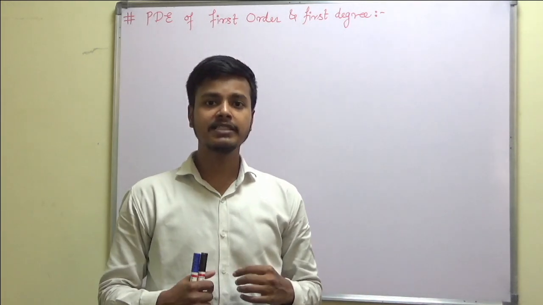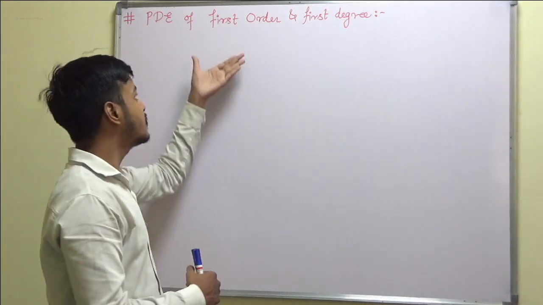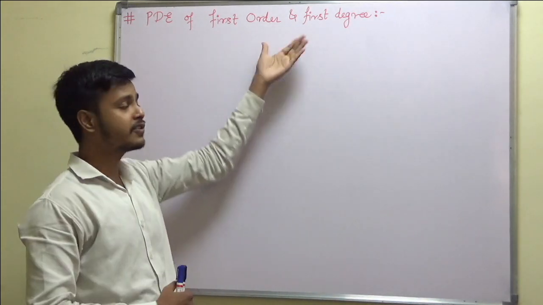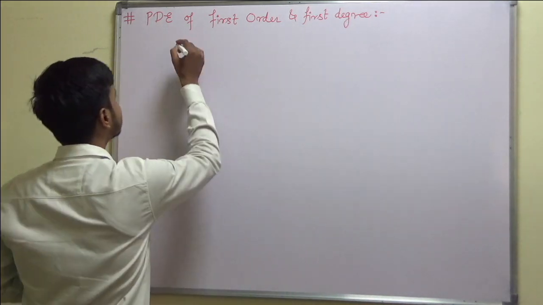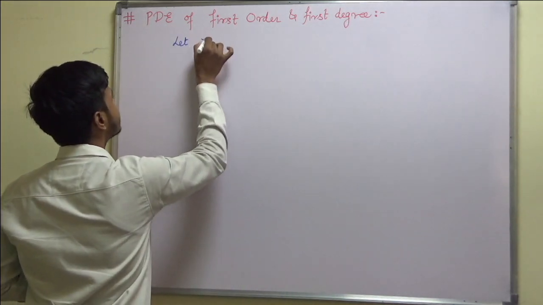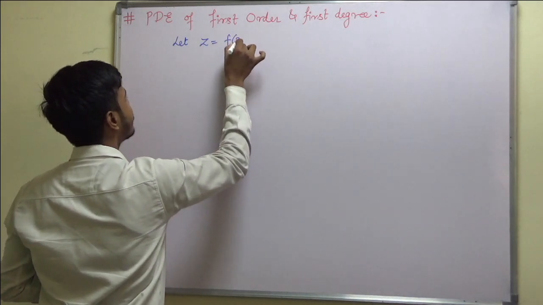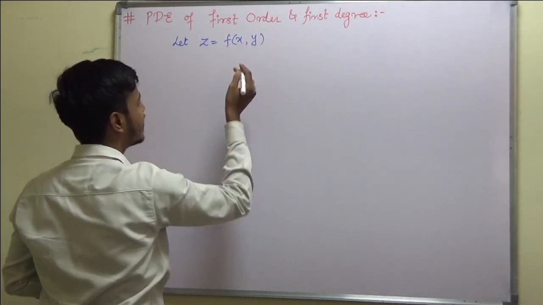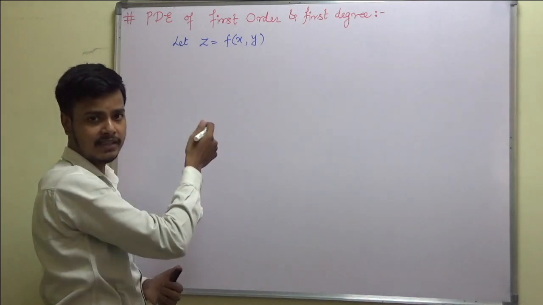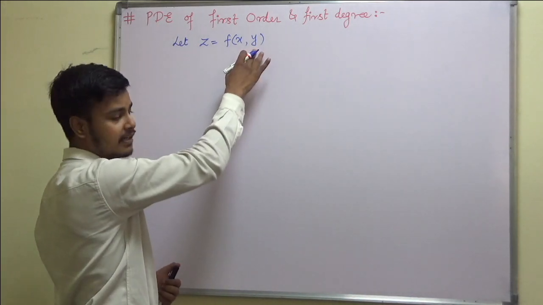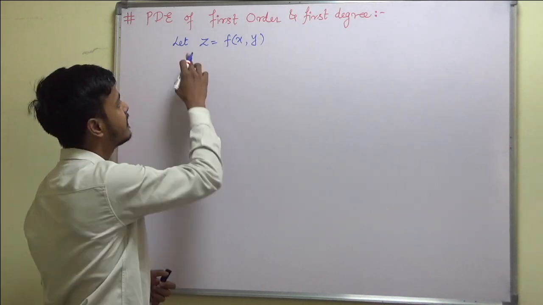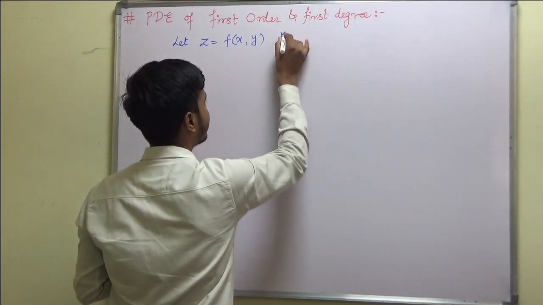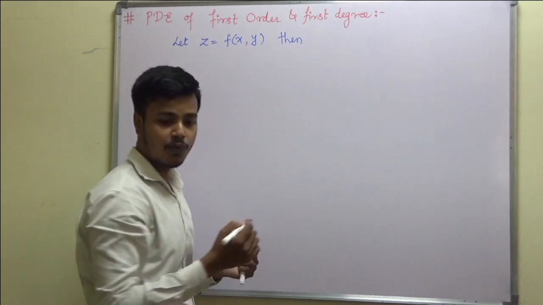In this learning dialogue we'll see a very new topic in this unit, that is PDE of first order first degree. So let us understand this. Let z is equal to f of x, y, which we have already discussed in detail. x and y are independent variables, z depends on x and y both. If z is equal to f of x, y, then what?